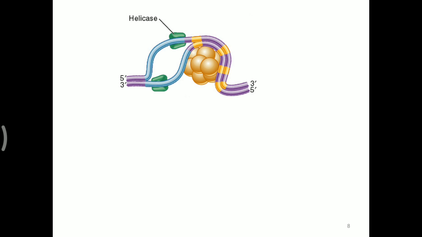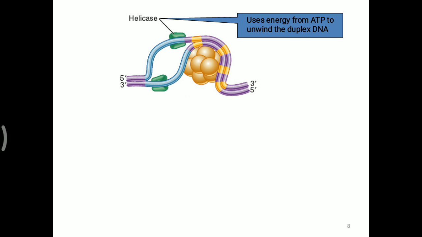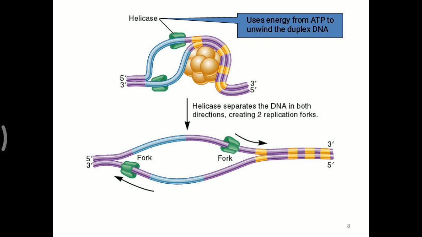Now in the same picture, helicase uses energy from ATP to unwind the duplex of DNA. Helicase separates the DNA in both directions, creating two replication forks. Now this replication fork that is developed is maintained with the help of SSB, the single stranded binding protein. They bind over the single strand, so the name is given accordingly.